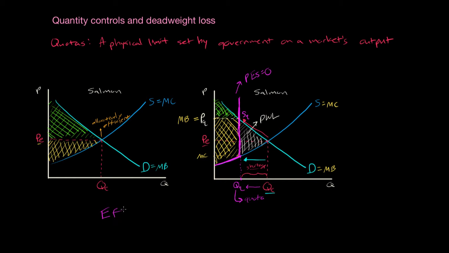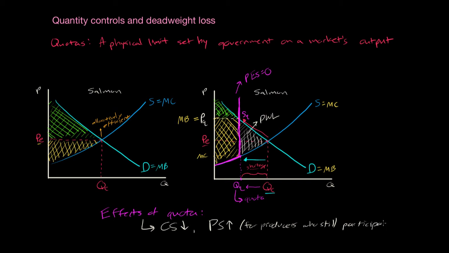Let's go ahead and take some notes down here on the effects of the quantity control, the quota. Consumer surplus is going to decrease. Producer surplus is going to increase, but only for producers able to participate in the market. And overall, of course, there is a loss of total surplus. There's a deadweight loss because there will be fewer salmon caught and the price of those salmon will be higher. The market is no longer allocatively efficient.